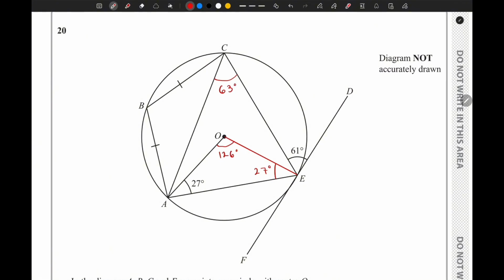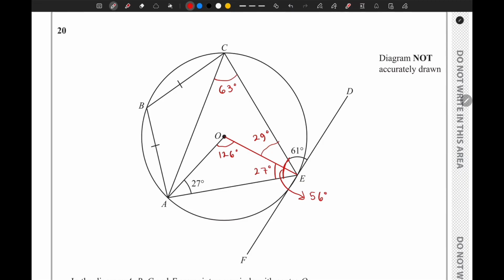All right, now we just need to find out this angle. In order to find out this angle, we know that this is 90 degrees. So this will be 90 minus 61, which gives us 29 degrees. So this whole angle is 27 plus 29, which is 56 degrees.